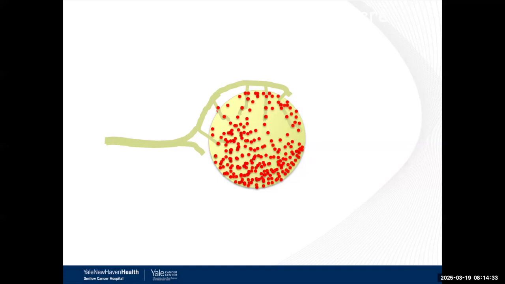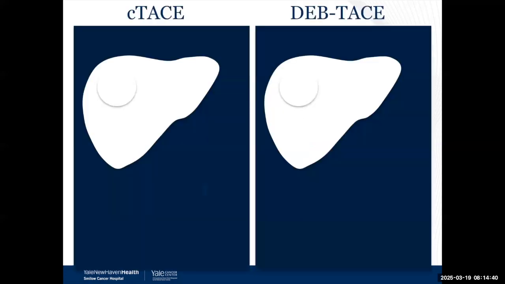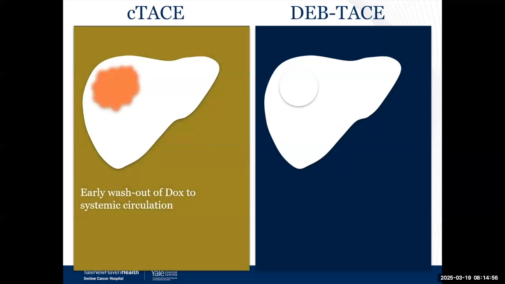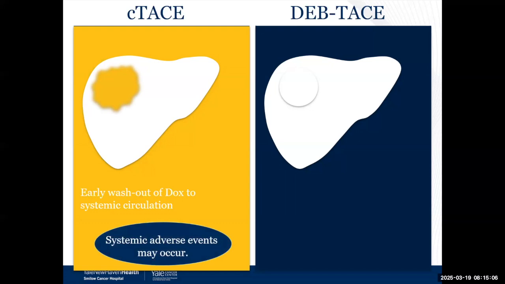So when you pack a tumor with drug-eluting beads, the principle is that you hopefully pack it so hard that you also occlude the blood supply. As opposed to Lipiodol TACE, the idea is that you are able to avoid systemic spillage. In Lipiodol TACE, if you don't properly occlude the blood vessels, or if you have early separation of the emulsion, there is early washout of the doxorubicin into systemic circulation along with side effects. This is particularly true when you do lobar TACE, not so much when you do segmental TACE. So the systemic adverse events were a main concern.